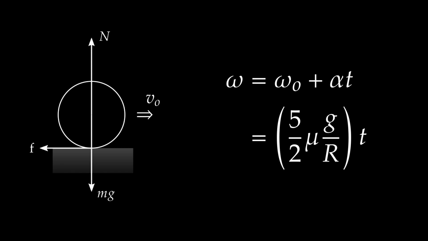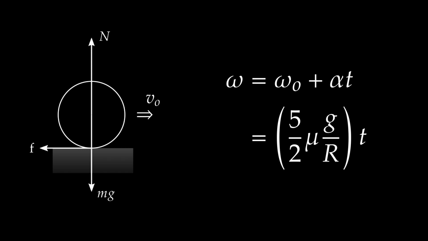So the angular velocity at any time t is equal to 5 halves mu g over R multiplied by t. Notice, it's positive. The angular velocity starting at t equal to 0 will be 0 and will increase. So my equations are predicting the dynamics that I expected. It's just my general description phenomenologically of how the bowling ball behaves as it skids.